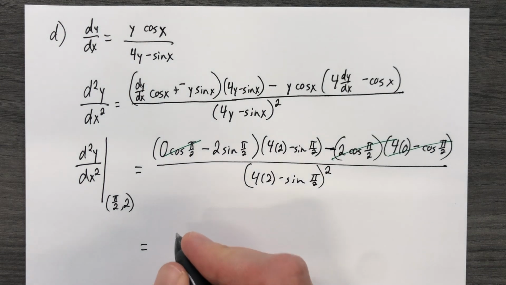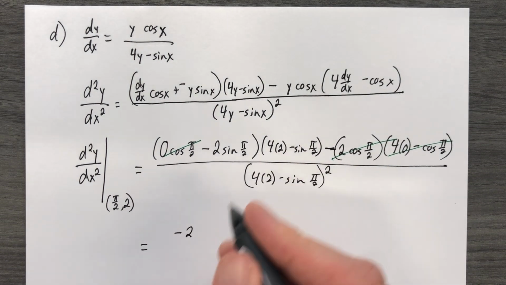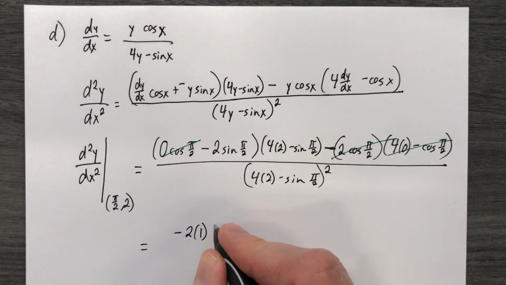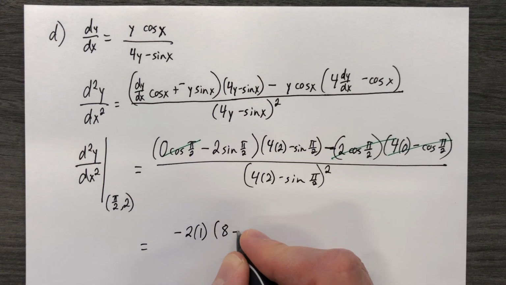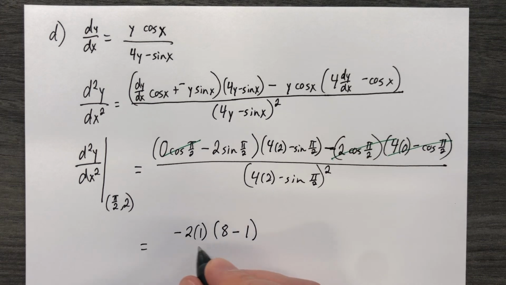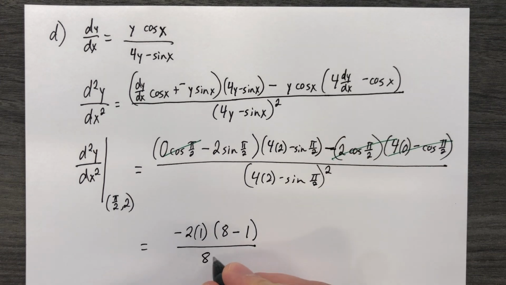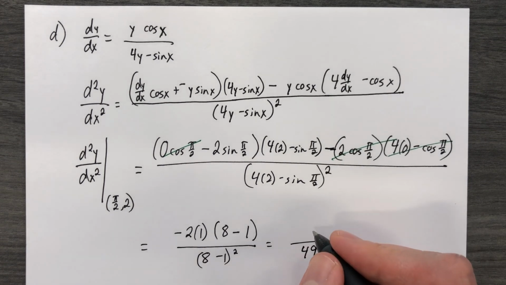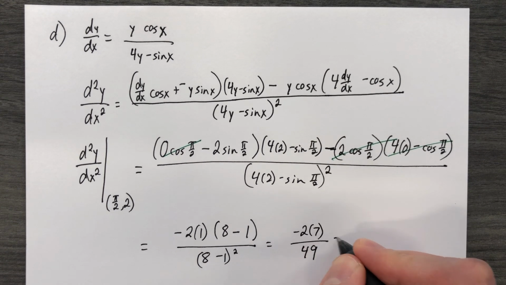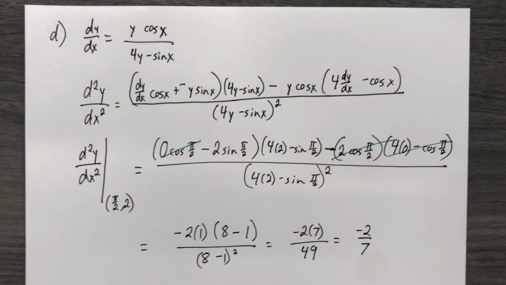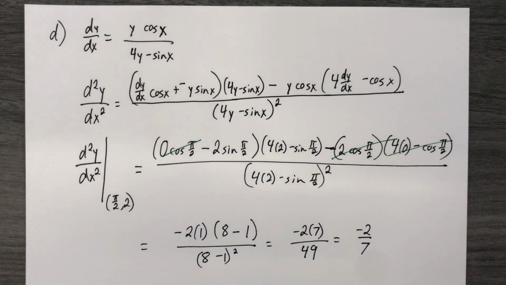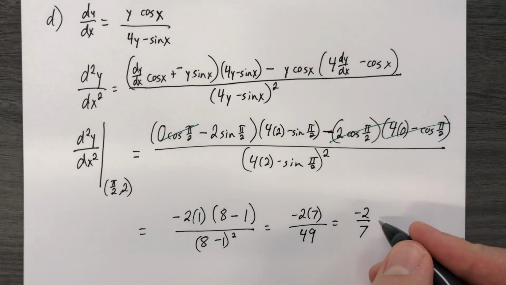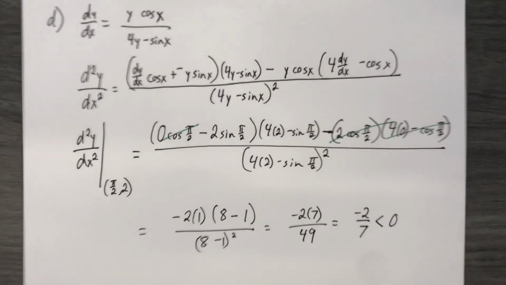All right, so we are left with negative 2 sine of pi over 2, which would be 1, times 8 minus 1, over 8 minus 1, all squared. So 49 in the denominator, negative 2 times 7 in the numerator, so that's negative 2 over 7. And I don't care that it's negative 2 over 7. I care that it's negative. There we go. All right, mission accomplished.